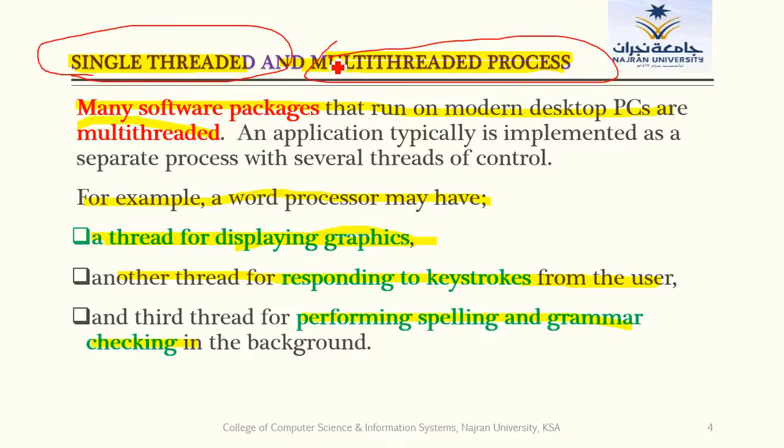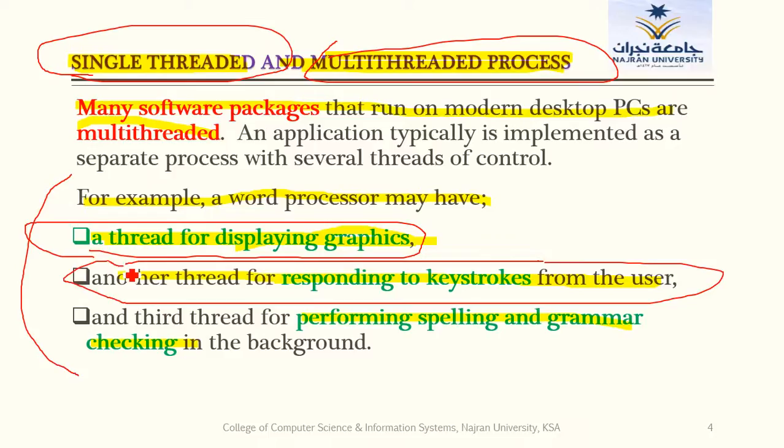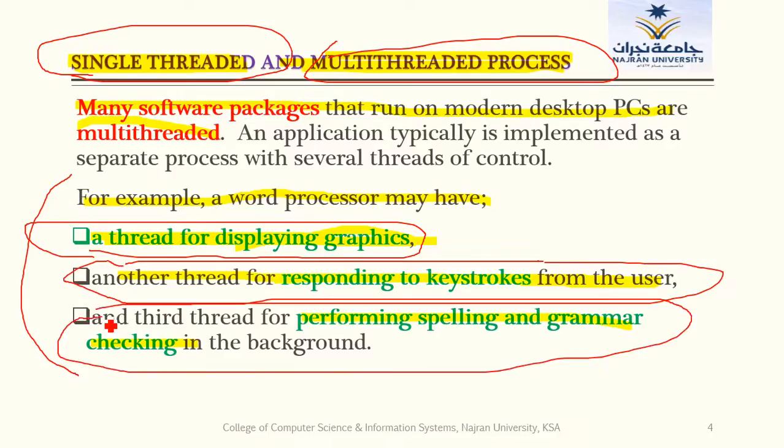I also gave one example of a multi-threaded process. For example, in a word processor, maybe one thread is for displaying graphics, another thread for responding to keystrokes from the user if you are pressing any key, and maybe another thread for performing grammar and spelling check. This is just one example. Maybe there are more threads, as I said, maybe one thread for displaying your table, the data in the table.